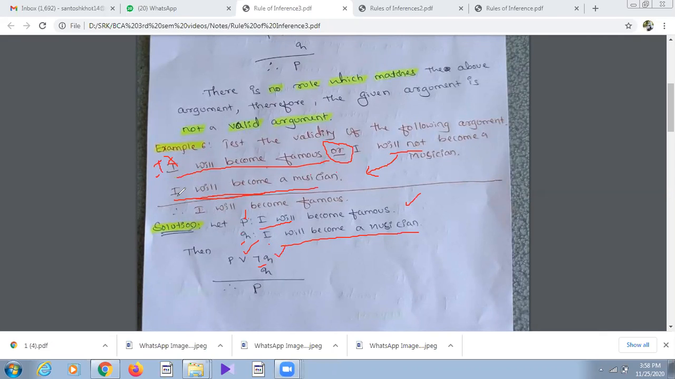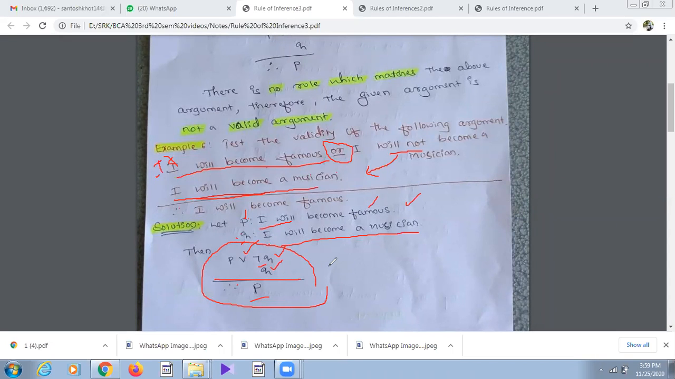The second premise, I will become a musician, means that is Q, so we denoted Q. Next there is a line, then therefore, I will become famous. I will become famous means that is P, so we give P. Here we formed the tabular form or symbolic form of this particular argument. This is very important.